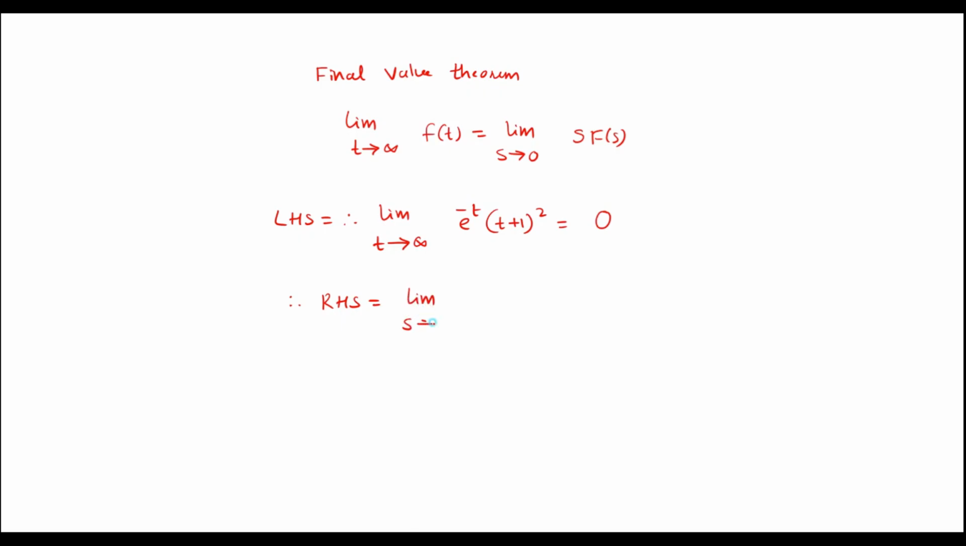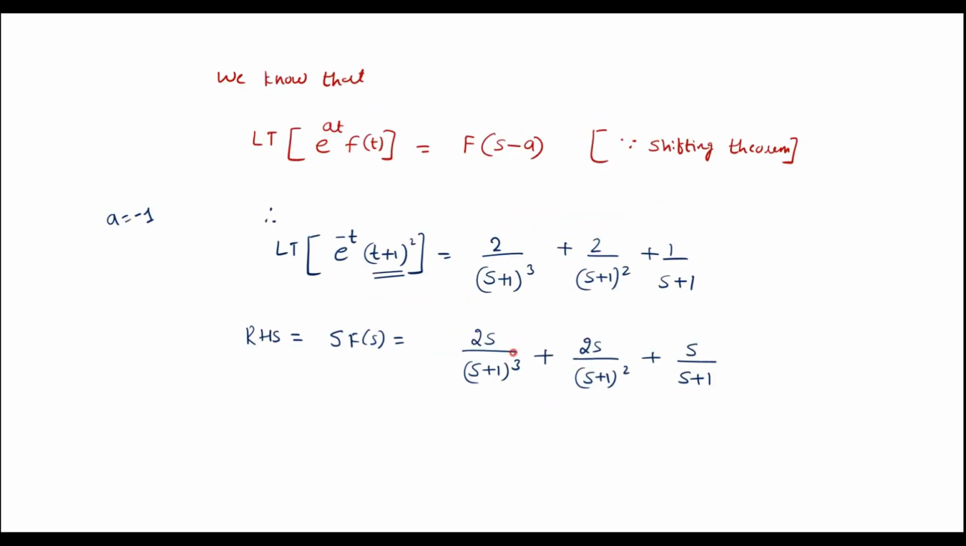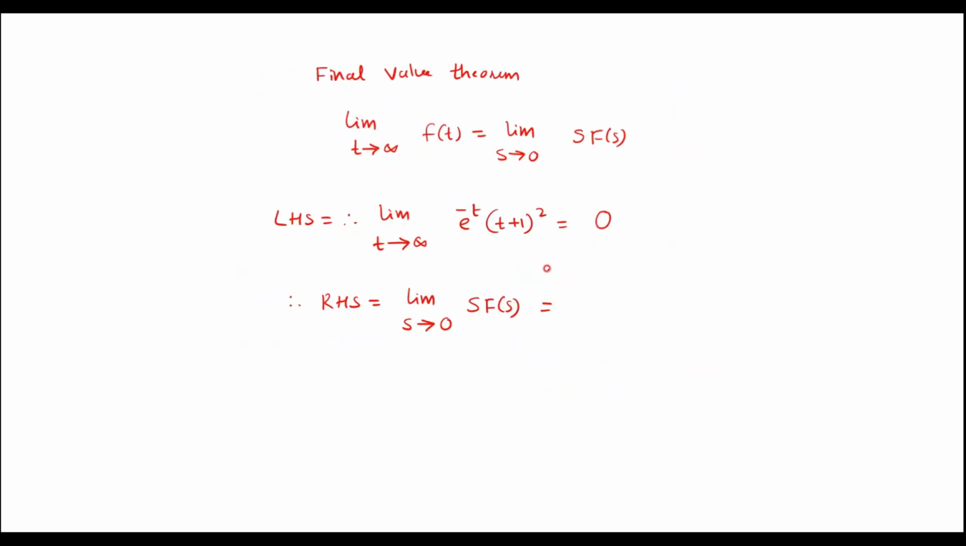s f of s, which is equal to, so already s f of s we have calculated. If we substitute s equal to 0, this term will be 0, this term will be 0 as well, this term will be 0. So therefore s f of s is equal to 0. Therefore we can say that LHS is equal to RHS. Therefore final value theorem is also proved.